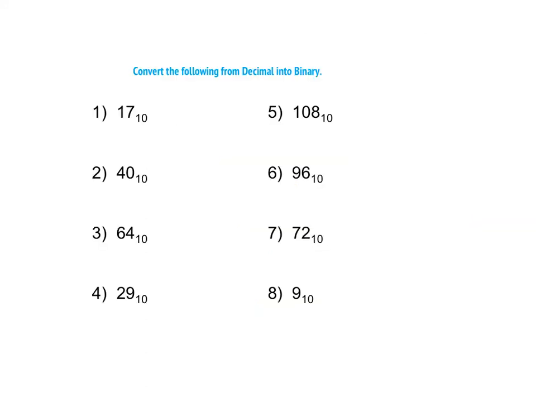So what I'd like you to do here is take a minute, pause the video, and practice this concept. See if you can take the following decimal numbers, these are all base 10, and convert them into binary numbers. So use what we applied on the last slide to practice converting these numbers into binary. And then once you are done, you can unpause the video and check to see if your answers are correct.